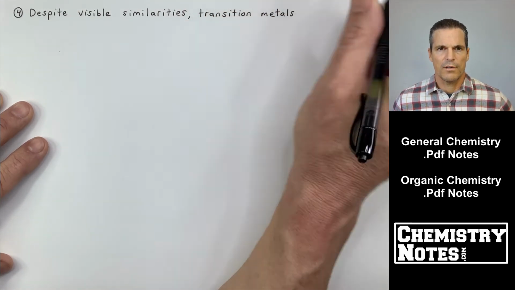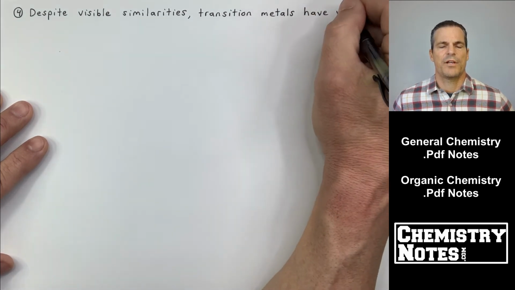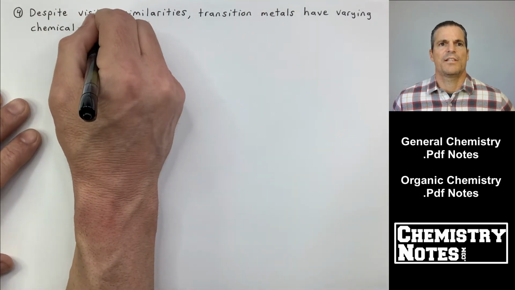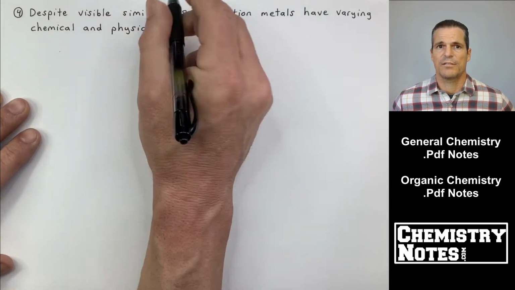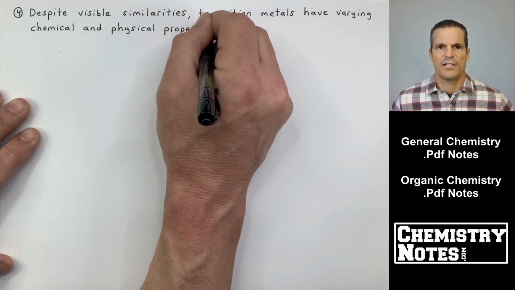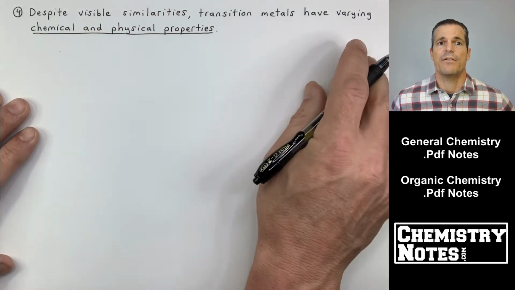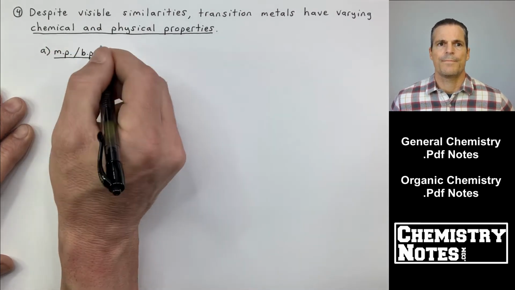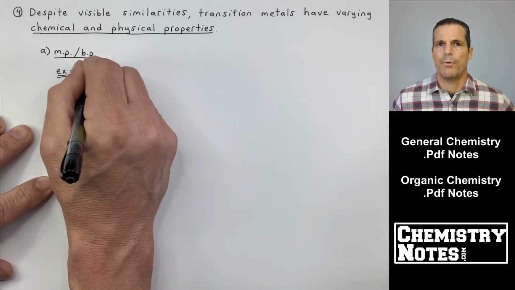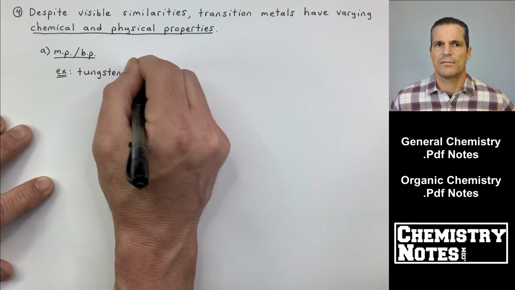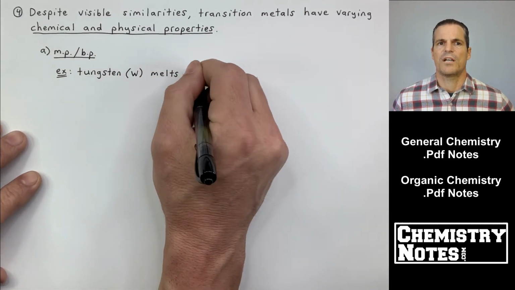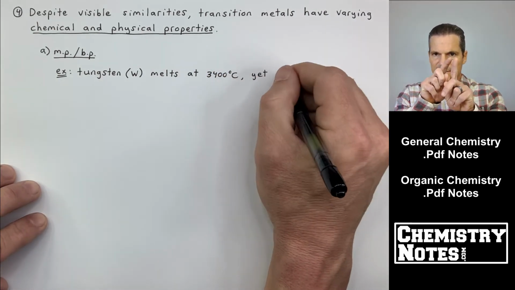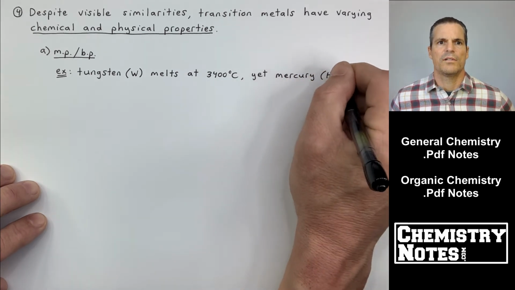Number 4 of our 5 properties of transition metals. Top of a new page of notes here, it says, despite visible similarities, lustrous, shiny, etc., transition metals have varying chemical and physical properties. I'm just going to list an extreme here, as far as melting point and boiling point, right? Tungsten, atomic symbol W. Tungsten is in light bulb filaments, right? It's that little wire you see going across the old light bulbs.